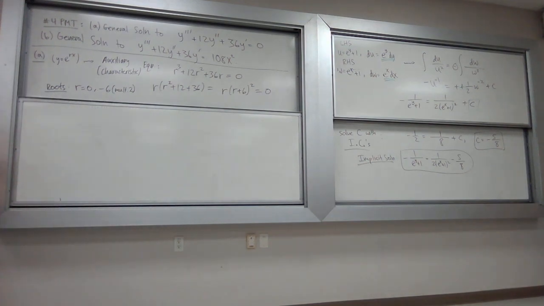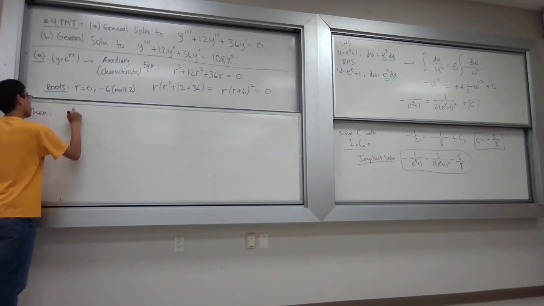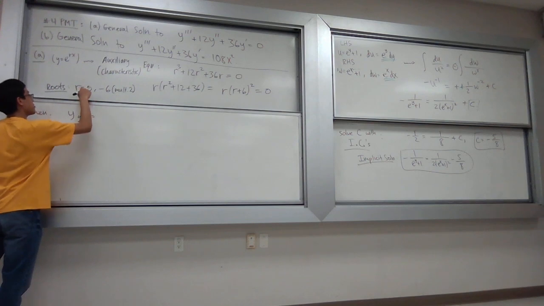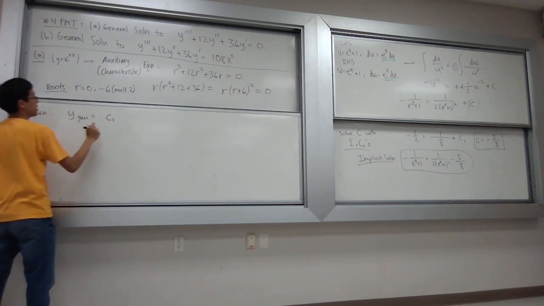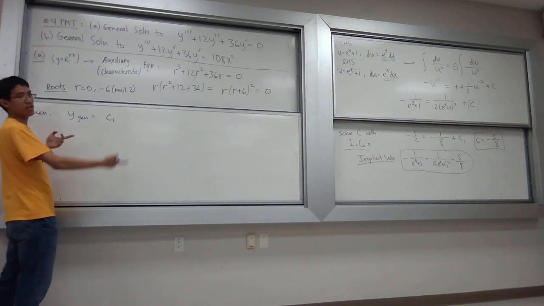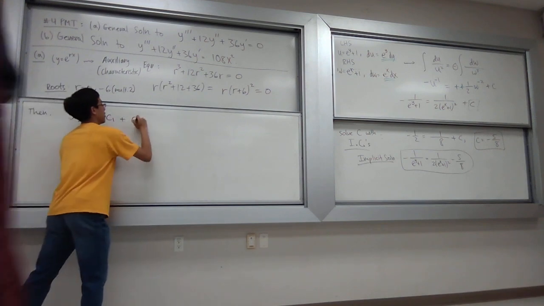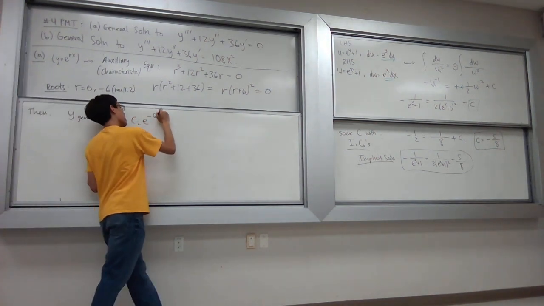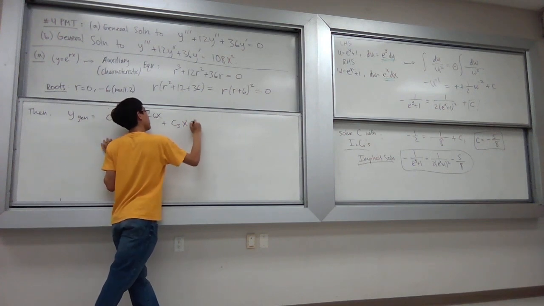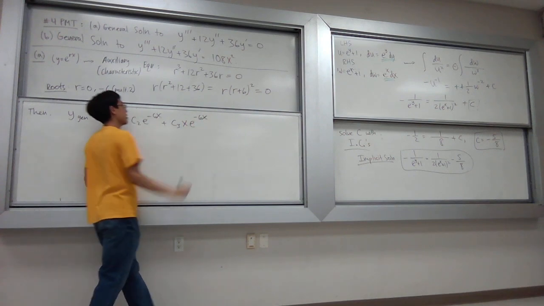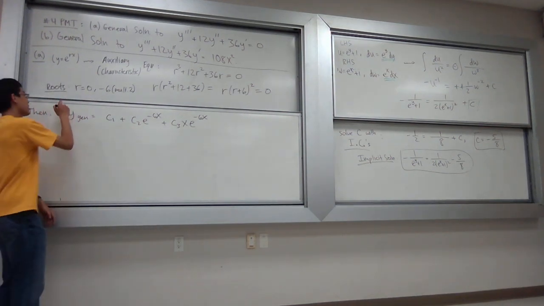Okay. Once you have this, what's the general solution? So what does the r equals 0 term contribute? Just a constant. You can think of it like C1 e to the 0x, e to the 0x is always 1. What does the -6 contribute? And then C3 x e to the -6x. So let's do the multiplicity. So that's part A.